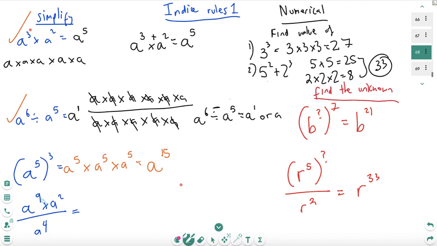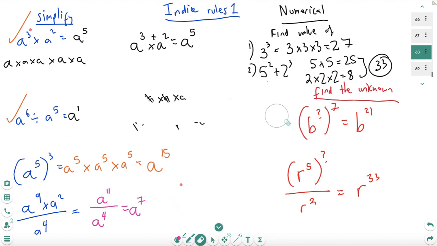A to the power of 9 times a to the power of 2 divided by a to the power of 4. Well, let's first solve the top section: a to the power of 9 times a to the power of 2. This is the multiplication rule, so we have to add the indices together. So a to the power of 9 times a to the power of 2 will be a to the power of 11, and that's being divided by a to the power of 4. And our division rule, these two things both mean division, is we subtract the indices. So a to the power of 11 divided by a to the power of 4 will make a to the power of 7.